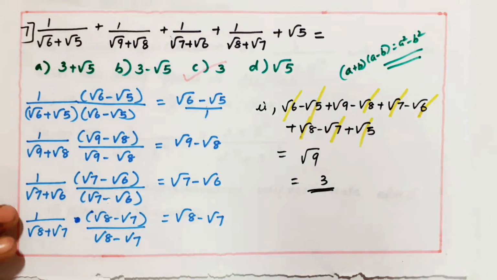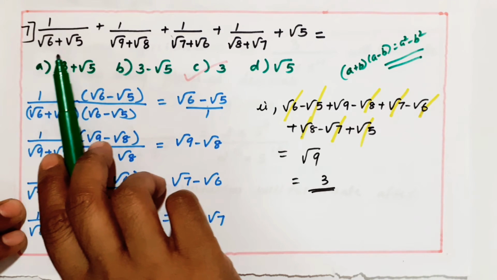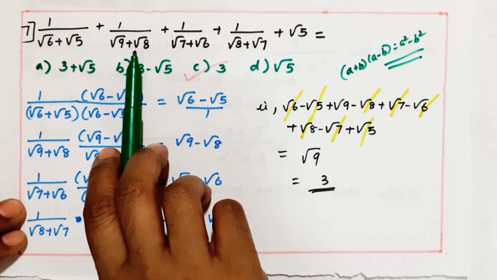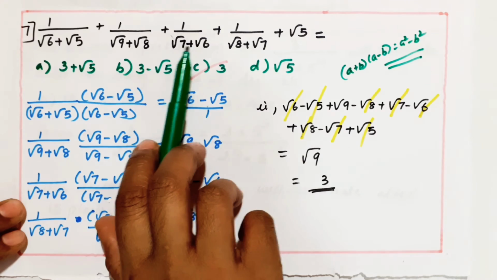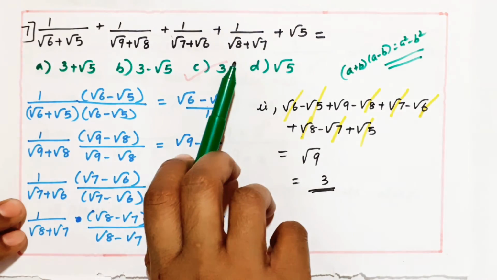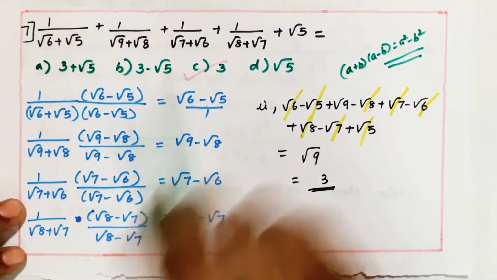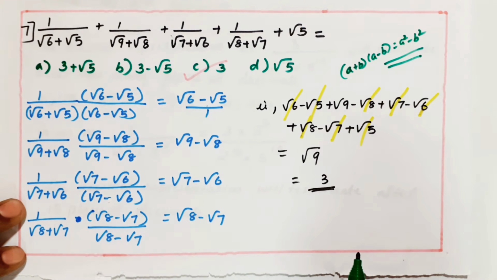Next question is an addition. Simplify 1 by root 6 plus root 5, plus 1 by root 9 plus root 8, plus 1 by root 7 plus root 6, plus 1 by root 8 plus root 7, plus root 5 is equal to. We need to simplify this.